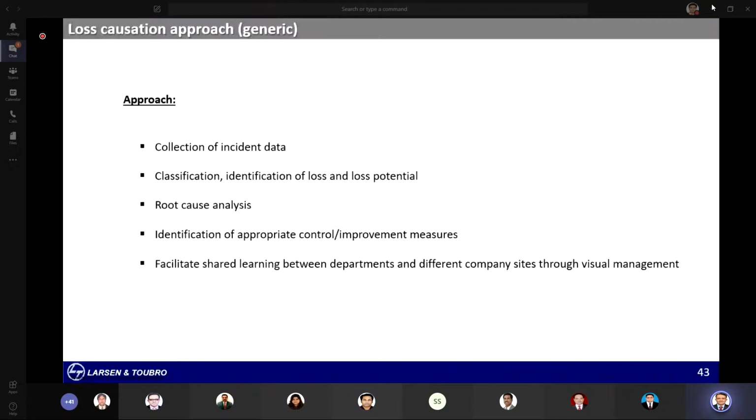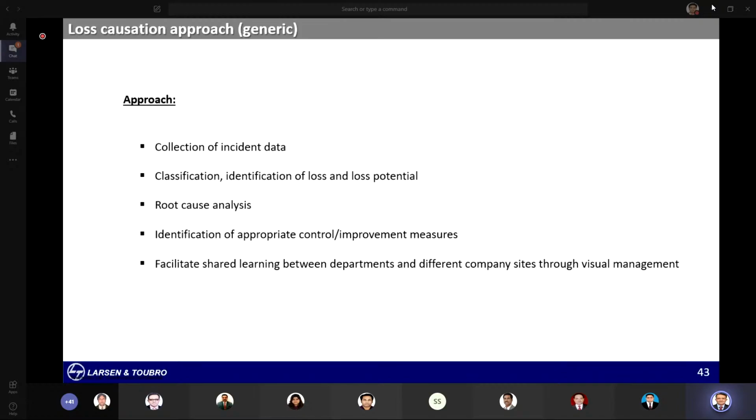Once the incident is collected, then comes the classification, identification of loss and loss potential. Those are important in terms of the classification of the incident data, and of course this has to weave in very well with the root cause analysis, because through root cause analysis you would have already identified that there are several issues with respect to the process and functional stages in the process, and the identification of appropriate controls, which is there as a part of the FMEA chart as well, which you saw.